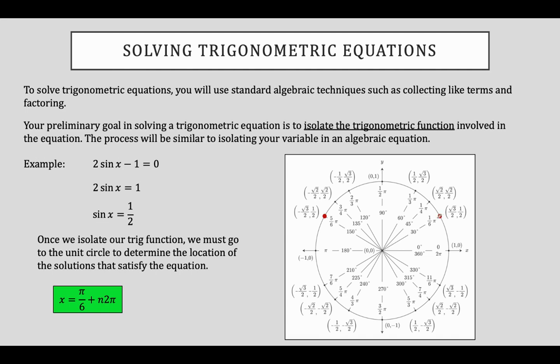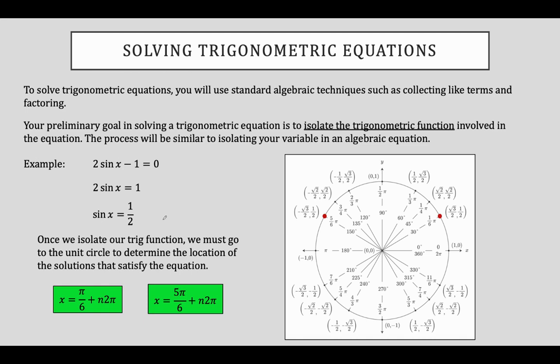So this answer right here accounts for all of the possible solutions that terminate in the same location as pi over 6. Then I must do the same thing with all the solutions that terminate in the same location as 5 pi over 6. To do that, well, we can say x is equal to 5 pi over 6 plus n times 2 pi. Again, any multiple of 2 pi is going to give me another complete revolution from 5 pi over 6 and bring me back to the same location. So here is what is known as our general solution. This accounts for all of our possible answers to this trigonometric equation.